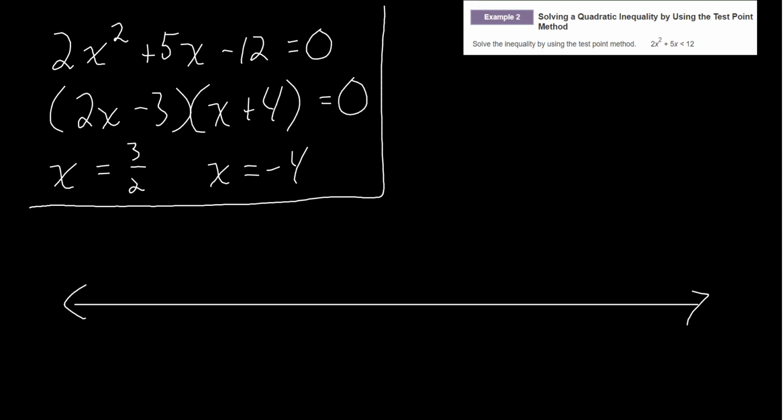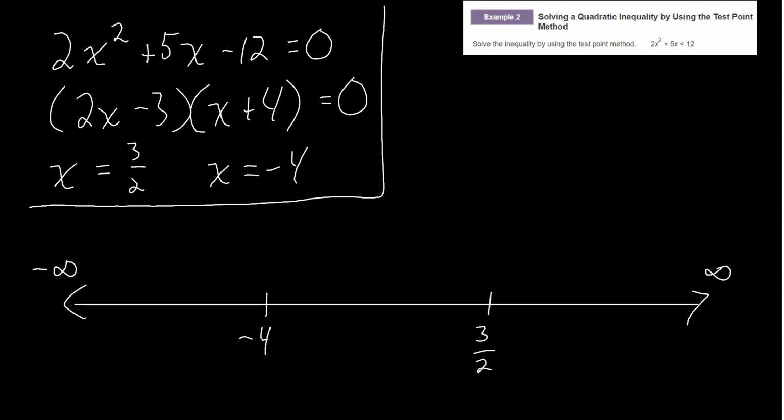All right, so I'm going to make boundary lines at these two points, 3/2 and -4. And of course, this is a number line, so we're going to have a negative infinity and a positive infinity. We're obviously reading this left to right, from negative to positive, right? So we're going to have a -4 here, and a positive 3/2 here.